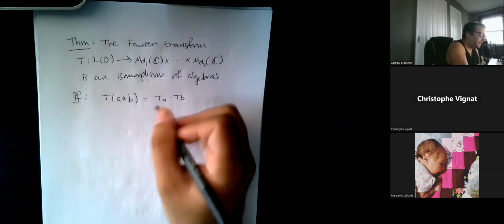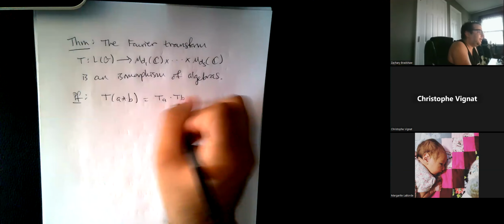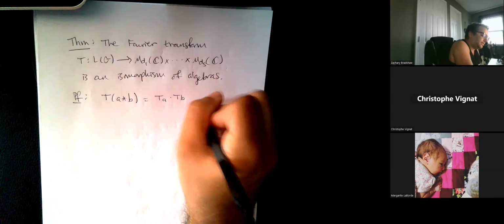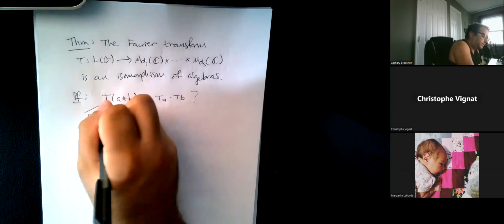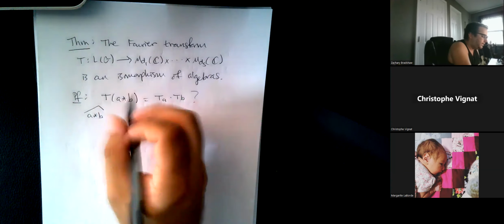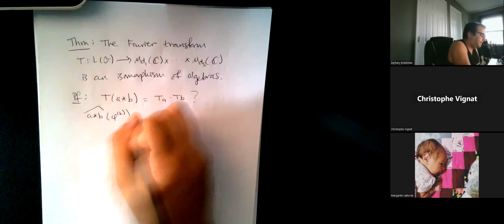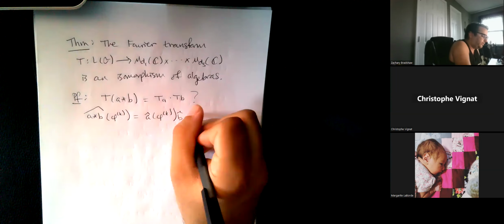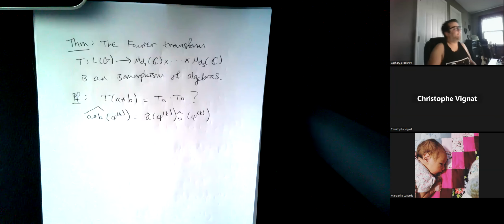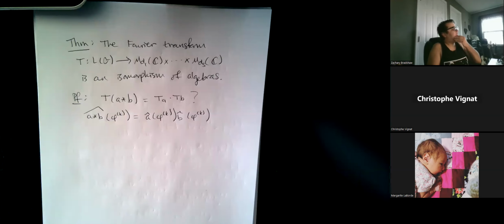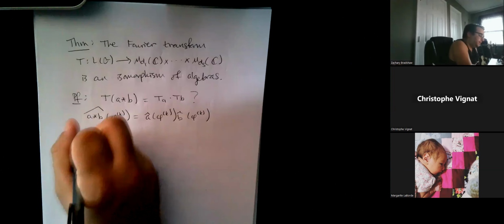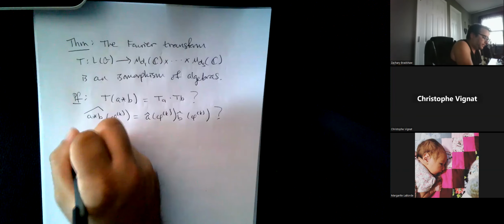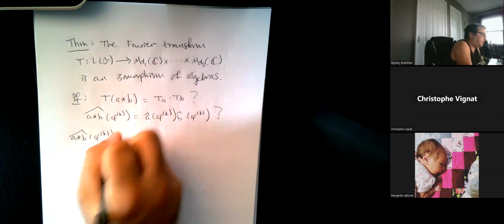Actually, we don't even need to do things this general. It suffices to show that the Fourier transform of the convolution of A with B evaluated at phi k is this guy, the product of the Fourier transforms. Okay. So essentially just evaluate at the irreducible representations. How do we get this result? Well, start from the left, and we'll unpack the definition.